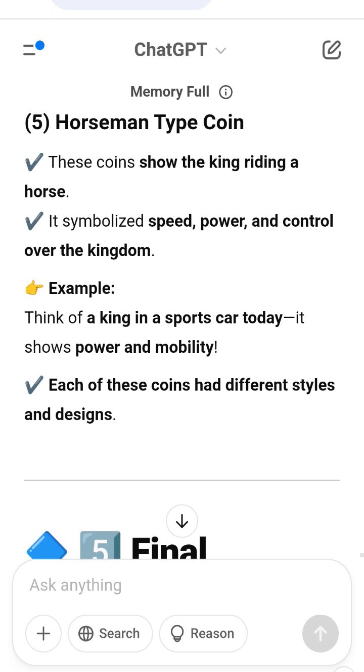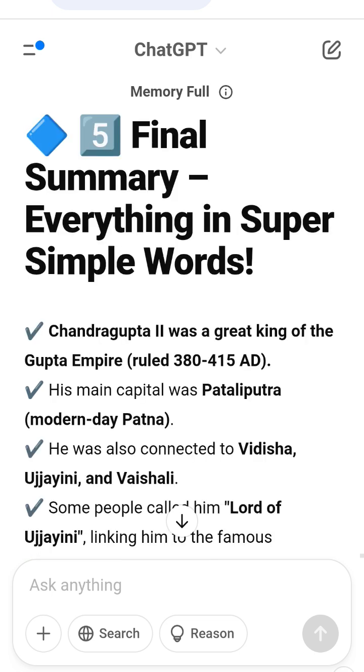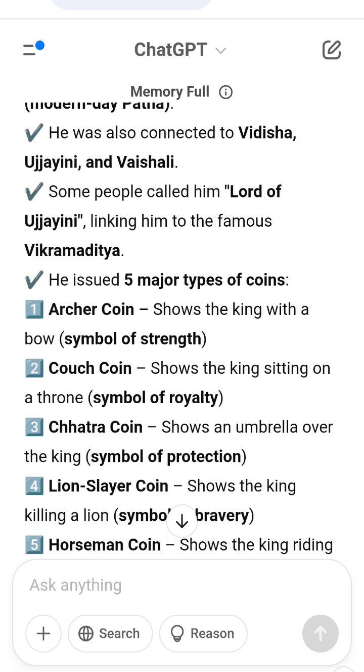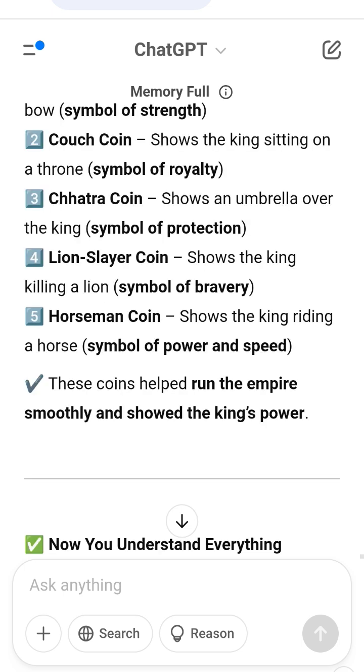Some people called him Lord of Ujjayini, linking him to the famous Vikramaditya. He issued 5 major types of coins. 1. Archer coin shows the king with a bow, symbol of strength. 2. Couch coin shows the king sitting on a throne, symbol of royalty.